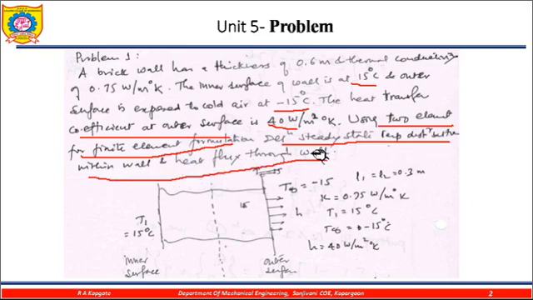So what they are asking is to determine the steady state temperature distribution, meaning at this point how much temperature, at this point what is the temperature, and at this point what is the temperature. At the same time they are asking for the heat flux through the wall, that is qx. Now this is a 1D problem. Why is this a 1D problem? Because they have given the dimensions only in one dimension.